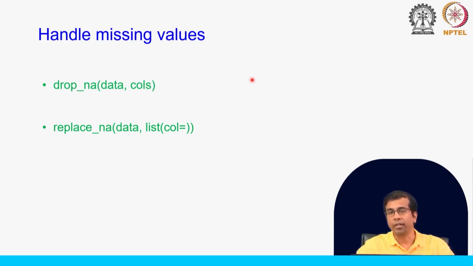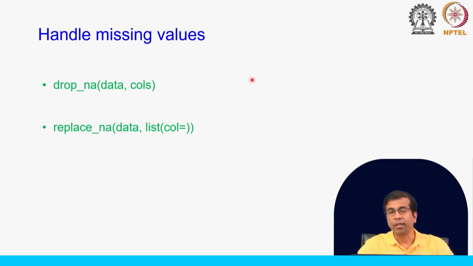So, again, we will see some examples. Columns means which columns you should drop, where the NA value might be found, and replace NA means replacing this column's NA values with a certain value. Again, this will be much clearer when we actually do the hands-on. So we'll now go and do the hands-on.